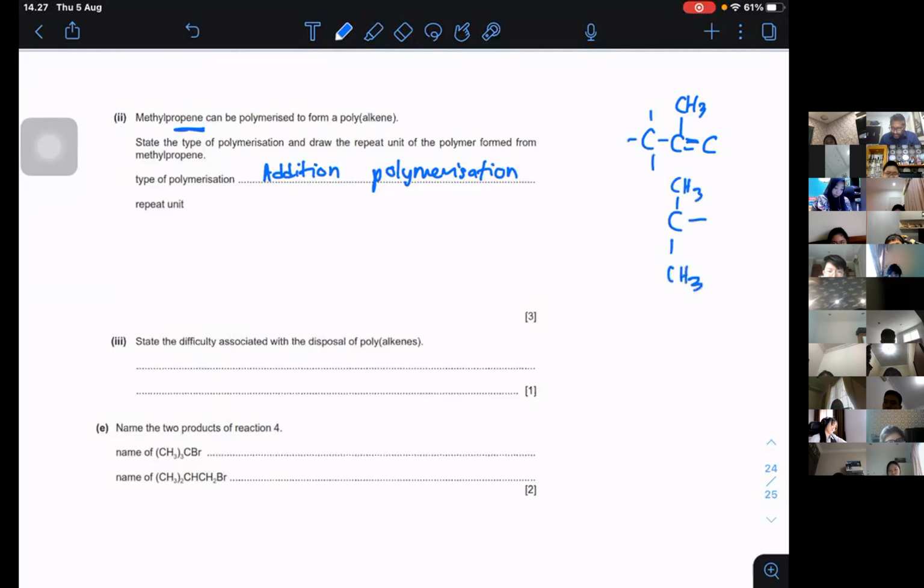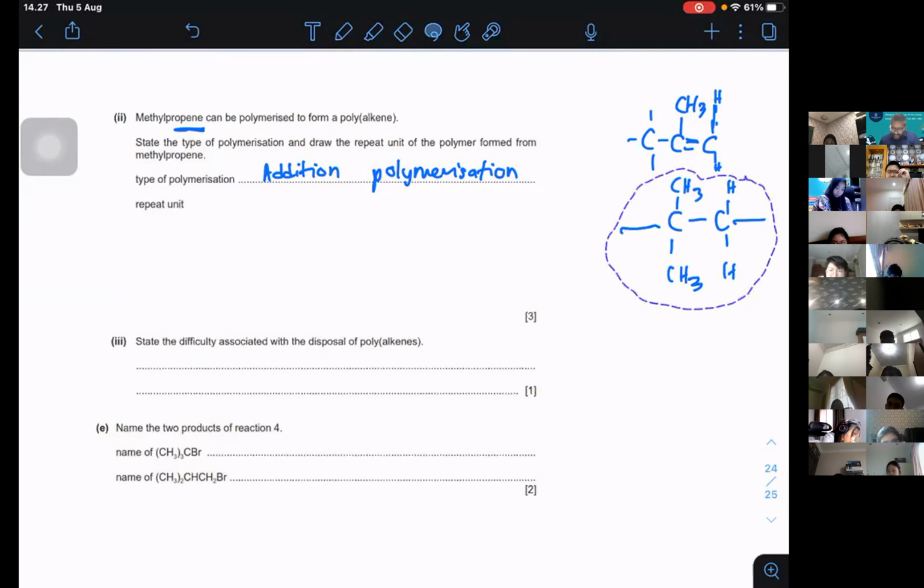Double bond. So C, this is going to be H. I just put H over here. The double bond will be broken, and then you will get this. So you just need to select this and put it there. That is going to be the answer.